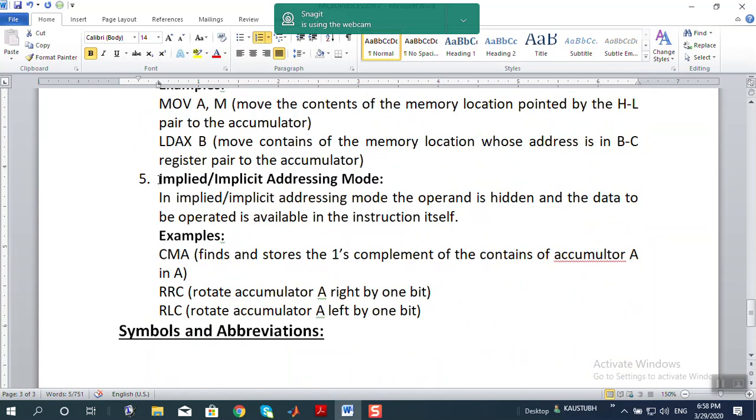Next is the implied addressing mode. As I already explained, there are some instructions where you have neither specified the data, nor the memory address, nor any of the registers, only the instruction. Particularly CMA, which I already explained. CMA means complement, complementing of some data, obviously 8-bit data. Where is that data? Nothing is specified here. So it is implied that the data is in the accumulator. That is what is called implicit addressing mode. In implicit addressing mode, the operand is hidden and the data to be operated on is implied by the instruction itself.